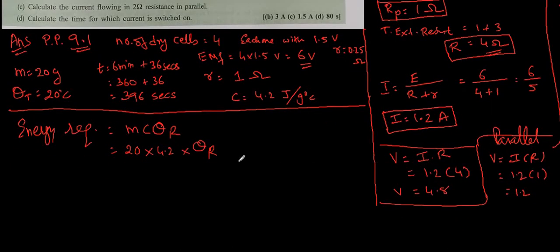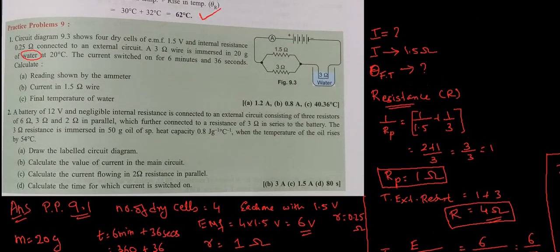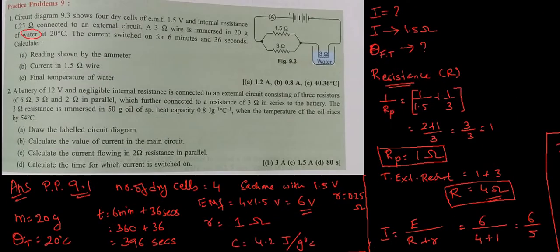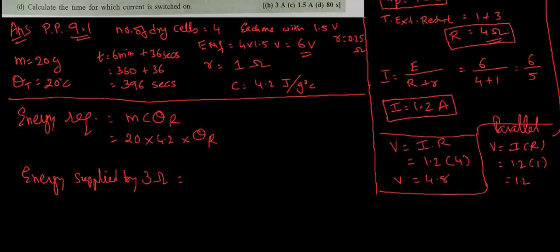Now what we have to obtain is VIT, that means the energy supplied by the wire. Which wire, did you see? The 3 ohm wire is put inside the water. So the energy supplied by the 3 ohm wire, what is the formula for that? We take I squared RT. Understood? How much current was passing, did you check? 1.2. So 1.2 multiplied by 1.2, R is 3, and how many seconds? 396 seconds.